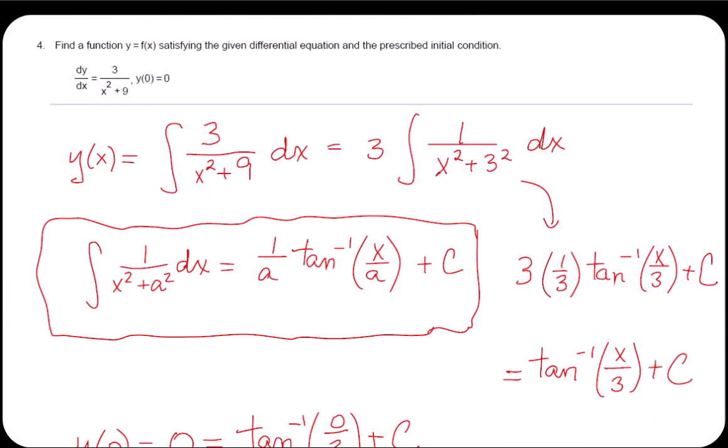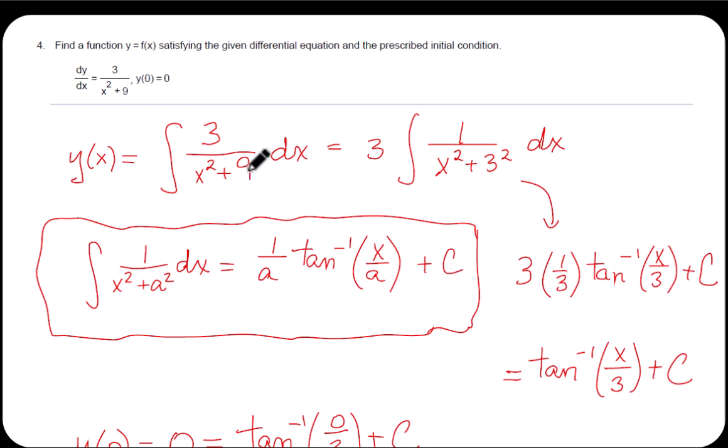In question 4, similarly, we want to solve this by integration. y at 0 is 0 as my initial condition. So let's see. y is going to be this integral, and hopefully that looks familiar because the integration of 1 over x squared plus a squared is 1 over a inverse tangent x over a plus c.